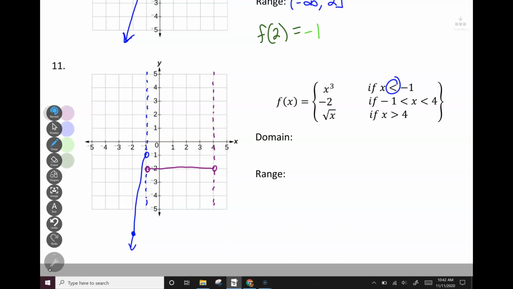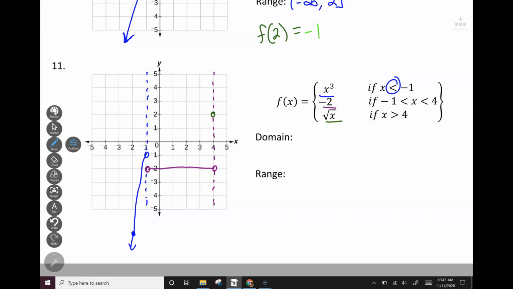Okay, and then we'll do the third one. I like to underline these so we know which line I was graphing. Okay, now, greater than 4, so just going to the right of that line, we're going to graph the square root of x. So what's the square root of 4? That would be 2. So the y value should be 2 there. Open circle because there's no equal to.